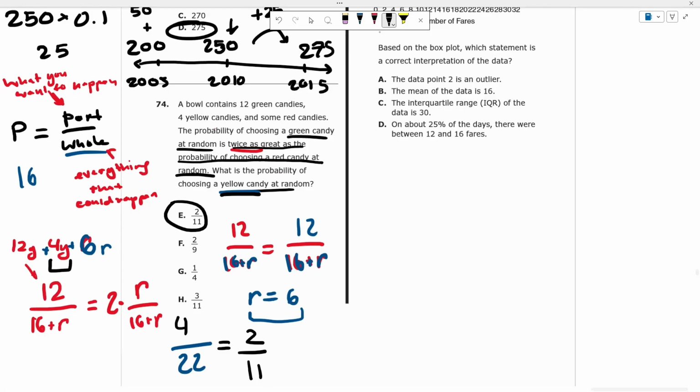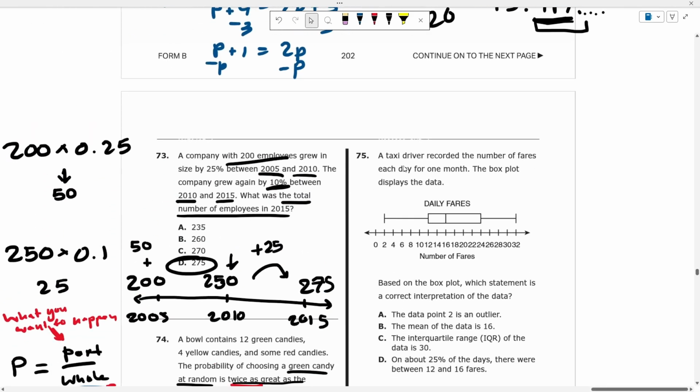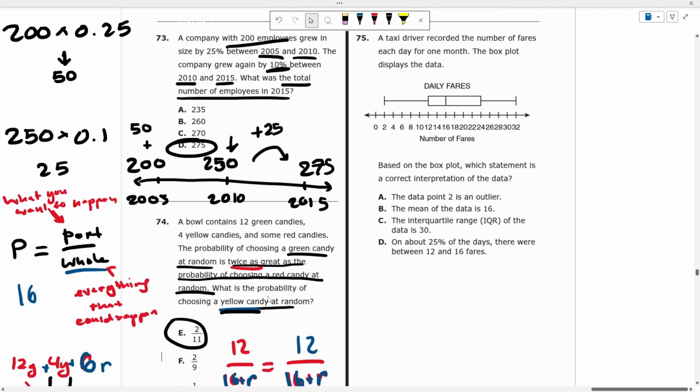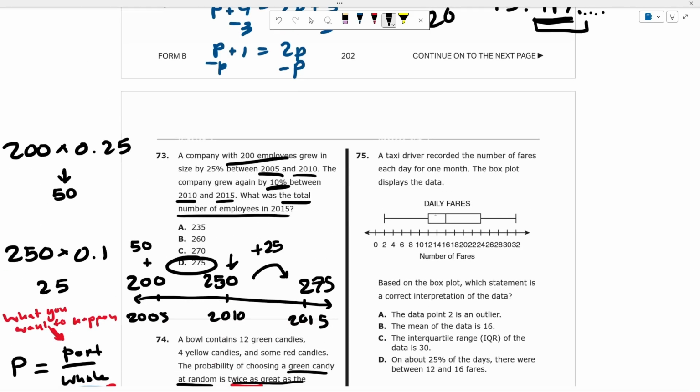Moving on to number 75. It says that a taxi driver recorded a number of fares each day for 1 month. The box plot displays the data, okay? So based on the box plot, which statement is a correct interpretation of the data?